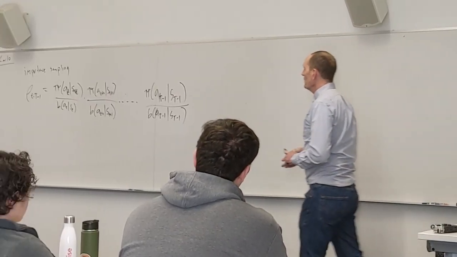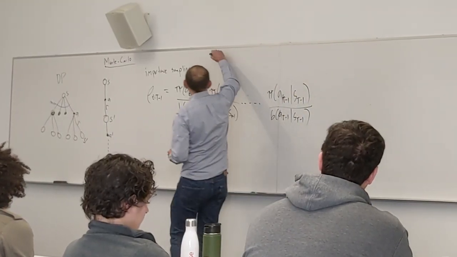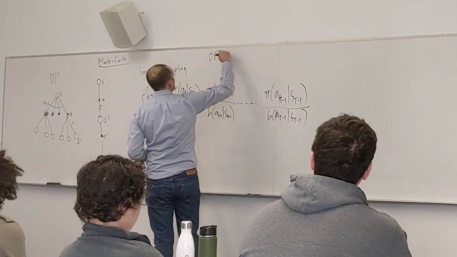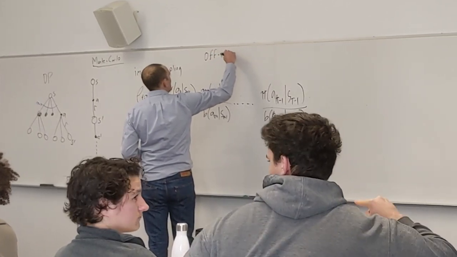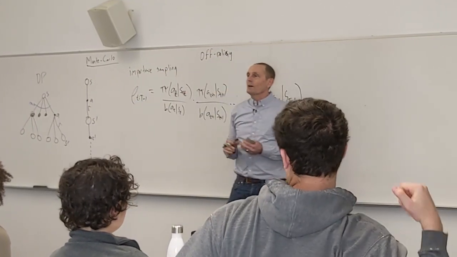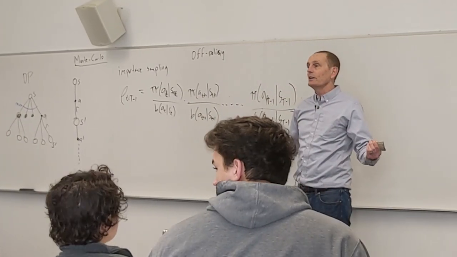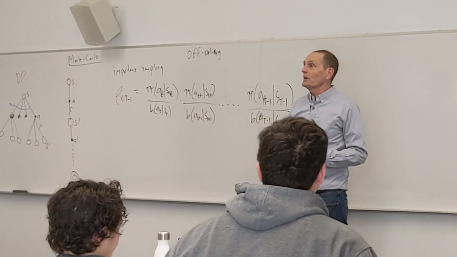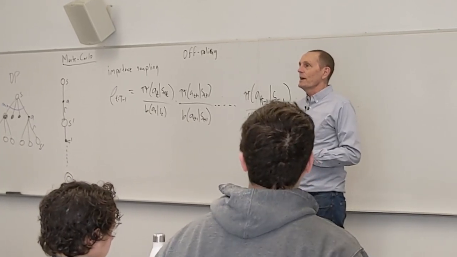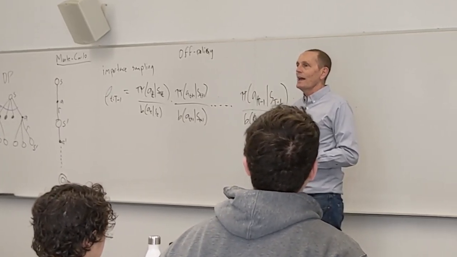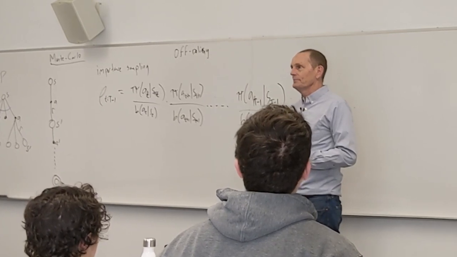So the importance sampling we used is off-policy, right? We have two policies: our behavior policy that we are interacting with our environment on, and our target policy, which is the one we're trying to evaluate or improve. So we use the importance sampling ratio there so that we can adjust our returns.